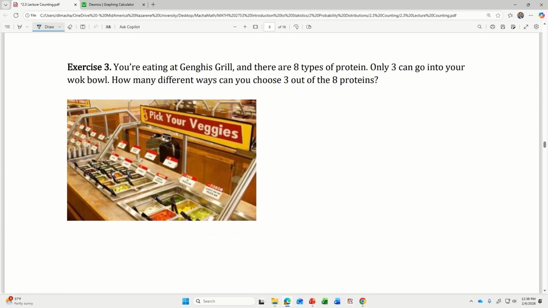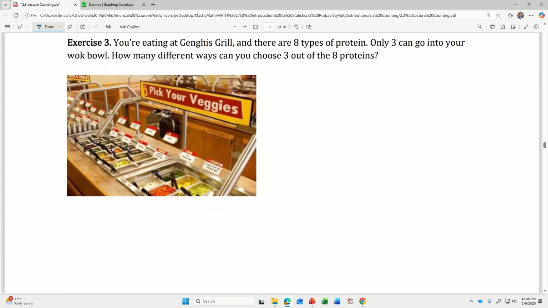So let's do one more of these and then we'll move on to something else. You're eating at Genghis Grill and there's 8 types of protein. Only 3 can go into your wok bowl. How many different ways can you choose 3 out of the 8 proteins, Martina? We do 8. What is the exclamation point actually called? Factorial. Yeah, so we do 8 factorial.